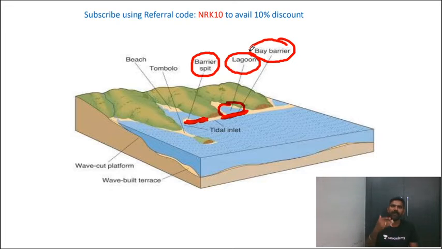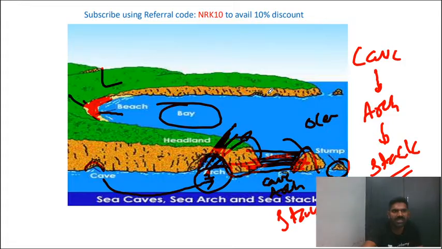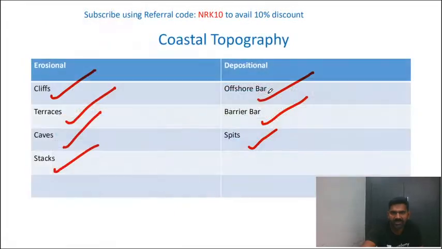So first barrier spit will be formed. After barrier spit, if it extends, it will become a bay barrier. Once it becomes a bay barrier, inside a lagoon will get formed. Lagoon is nothing but a salt water lake formed on account of the ocean water. Okay, so like this, these are some of the depositional landforms on the oceans. Okay, so like this, we have got all these coastal landforms.